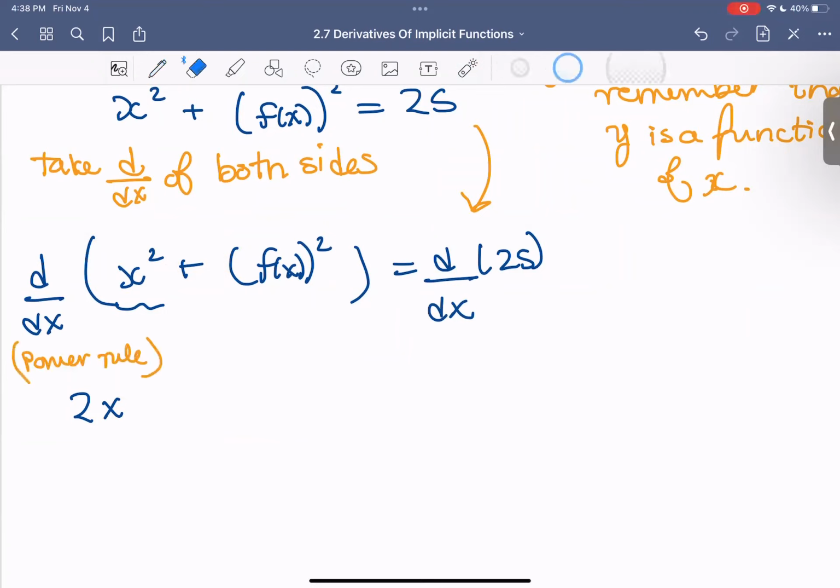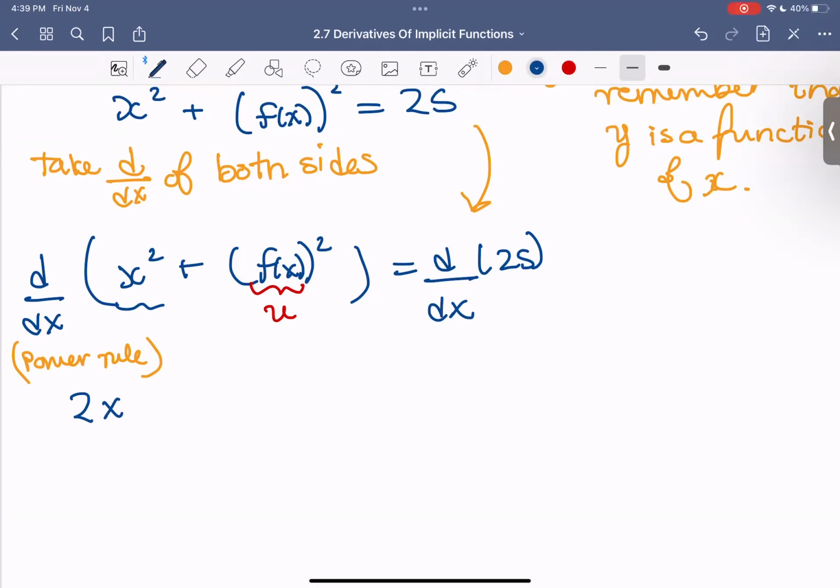And now when we take the derivative of this next term, we should recognize this as a composition. So we're going to need to use the chain rule. The inside function is f of x. The outside function is squaring. So if we want to use u's, we could let this be u.